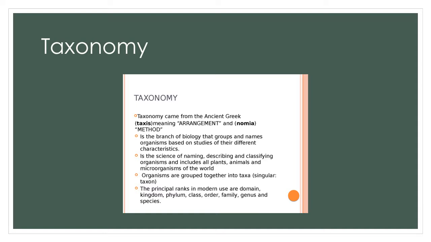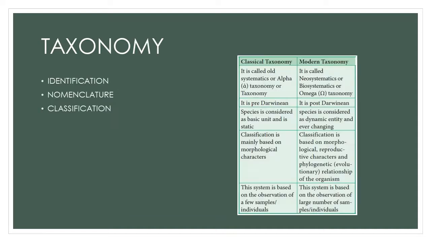Taxonomy. Taxonomy is an ancient Greek word which means arrangement. Nomia means method. So it is a branch of biology that groups and names organisms based on the study of their different characteristic features. Taxonomy generally means arrangement that includes identification, nomenclature and classification.